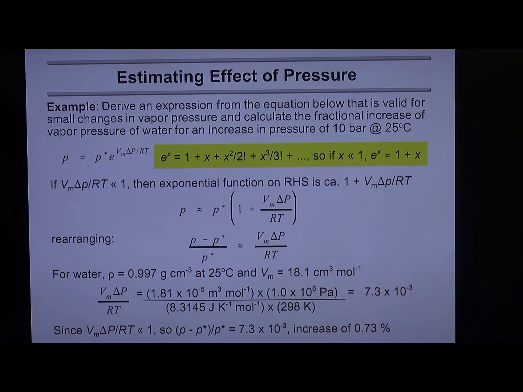So we just simply calculate it using a simple example for water. At 25 degrees C, molar volume is 18.1 cubic centimeter per mole. We put the numbers in, and the increase in vapor pressure corresponds to only 0.73%, even less than 1%. So our initial assumption is valid, right? We assumed that the increase in vapor pressure is very small, right? So that was a valid assumption. Okay?